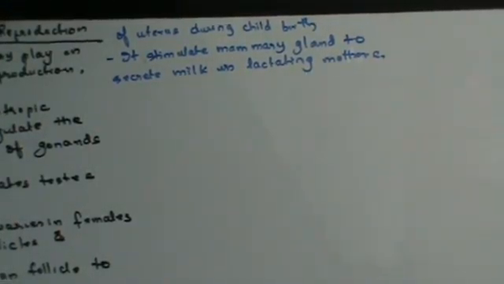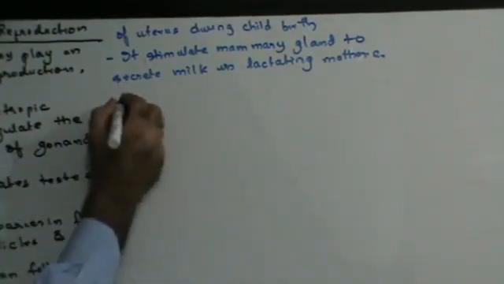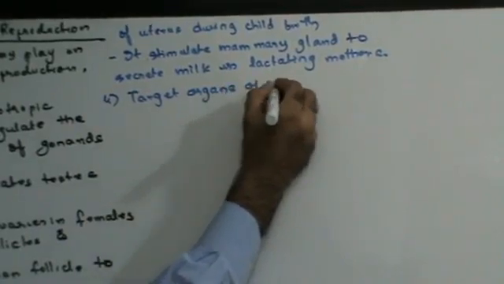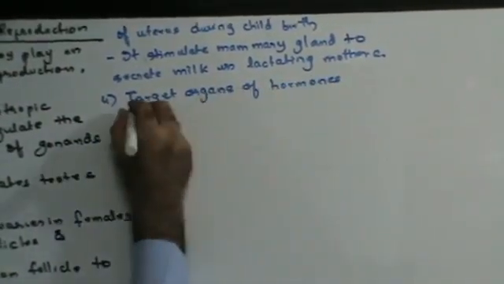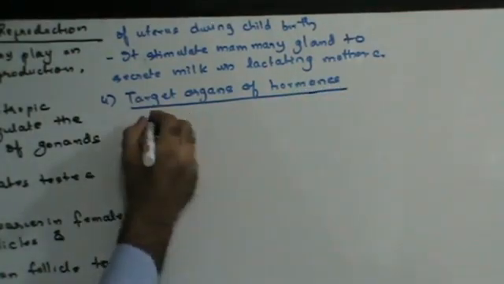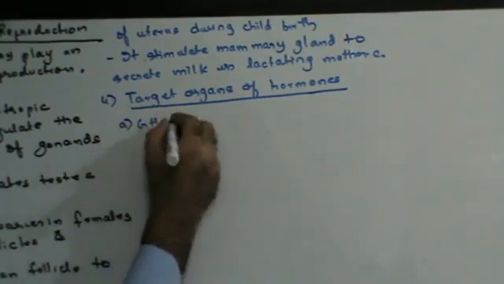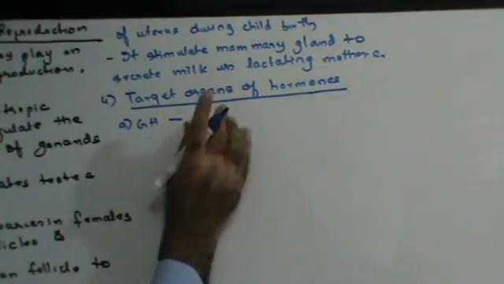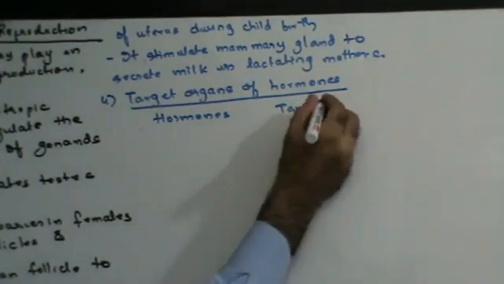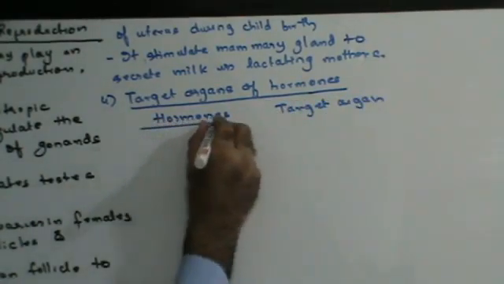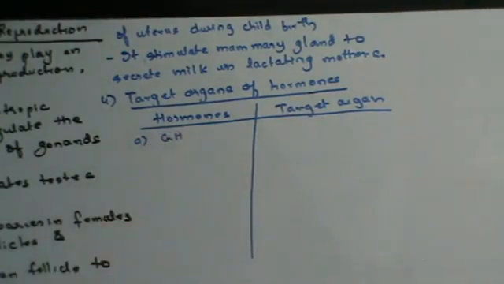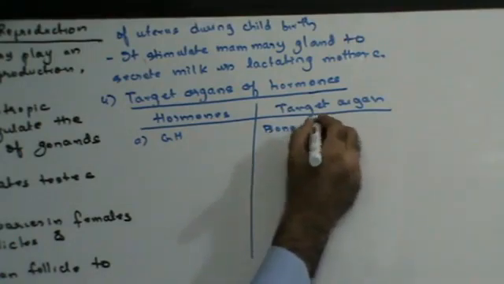Now, let us see the target organs for various hormones. Which are the organs that they affect? First, growth hormone. I'll make two columns here: hormones and target organ. My first is growth hormone. Target organ is bones and muscles.